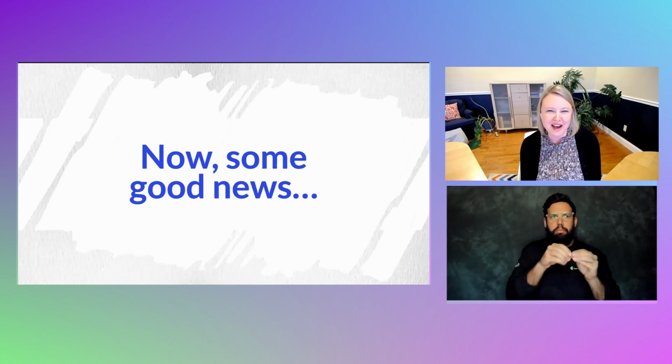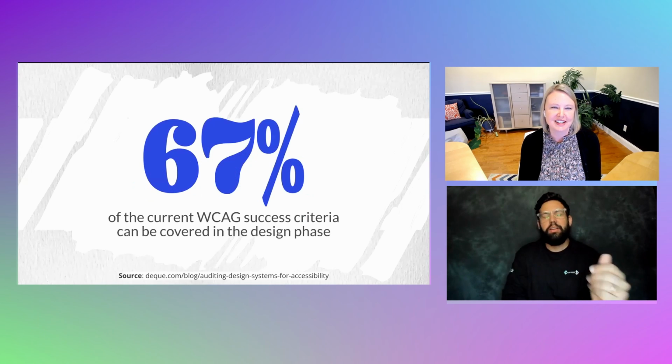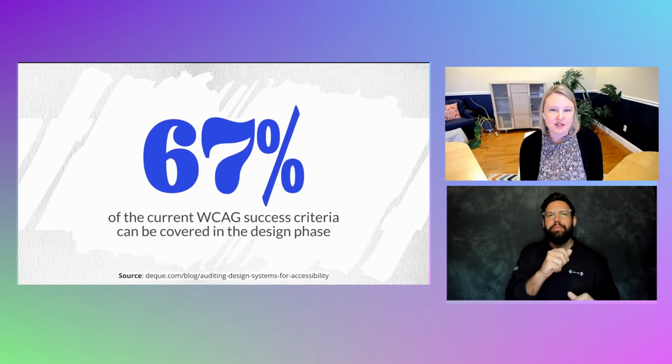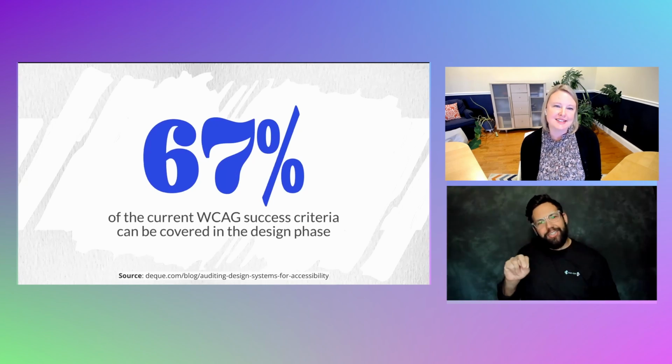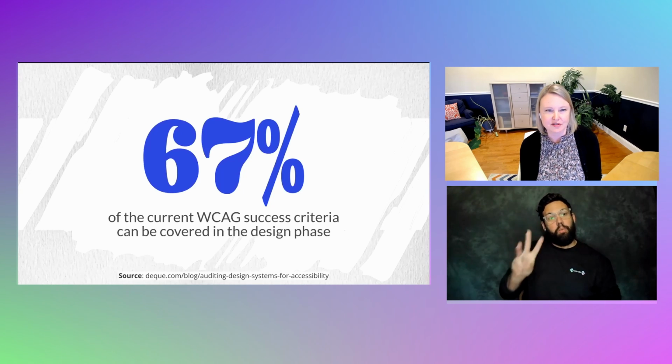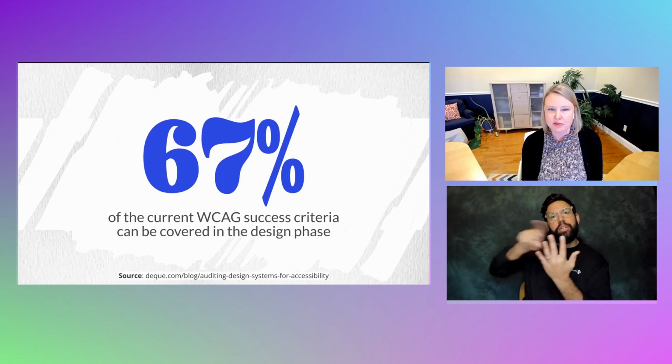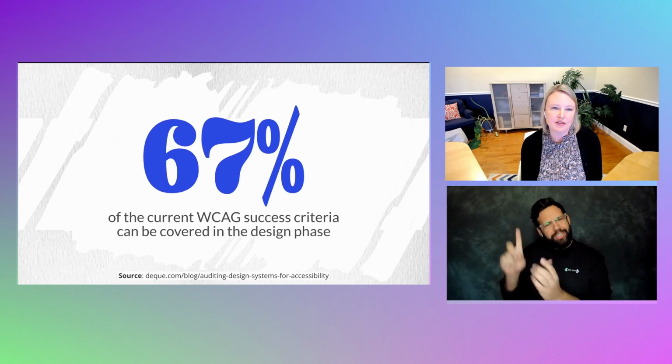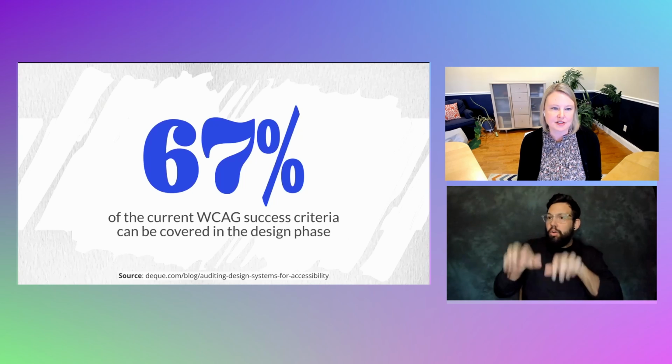And of course, I can't give you bad news without a little bit of good news. So the good news, according to research from DQ, is that up to 67% of all WCAG success criteria can be covered in the design phase. That means that even before one line of code is written, you can cover up to 2/3 of these success criteria.